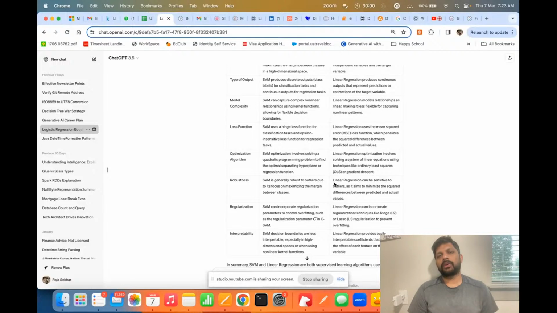Regularization: SVM can incorporate regularization parameters to control overfitting, such as the parameter C in C-SVM. Linear regression can incorporate regularization techniques like... I think we have not covered regularization. Sometime we should also look at regularization, bias, variance, underfitting, overfitting. These are concepts that help in evaluating how good your model is. Till now, the way we looked at it, the intelligence or predicting capability itself is a big thing.